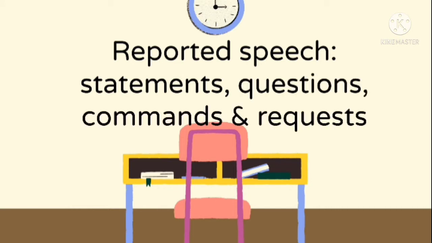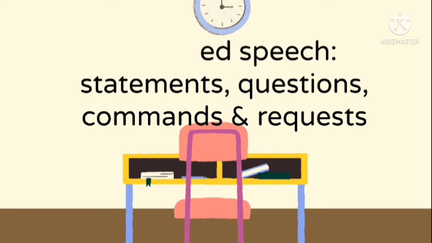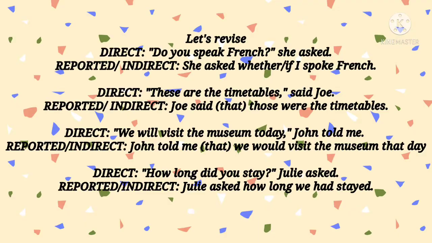Direct speech is the exact words we speak. Meanwhile, reported speech is what we use when we repeat someone's words. Reported speech covers statements, questions, commands, and requests. Certain changes take place in reported speech. So now we have a look first at a few examples here.